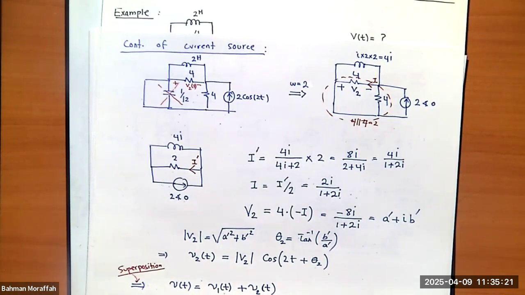Right? So the whole idea here was, since we had two separate frequencies, we had to do superposition in the time domain. We could not do superposition in the frequency domain because they have different frequencies. So we cannot add them up in the frequency domain. So we had to go back to the time domain and then apply the superposition.